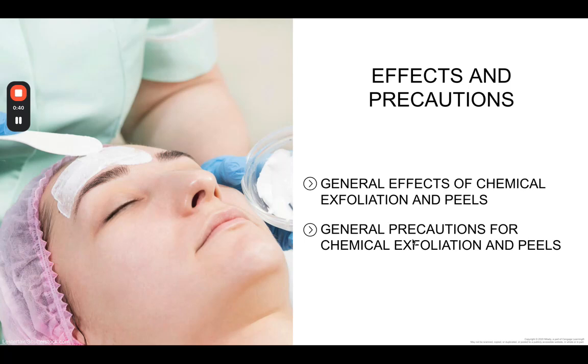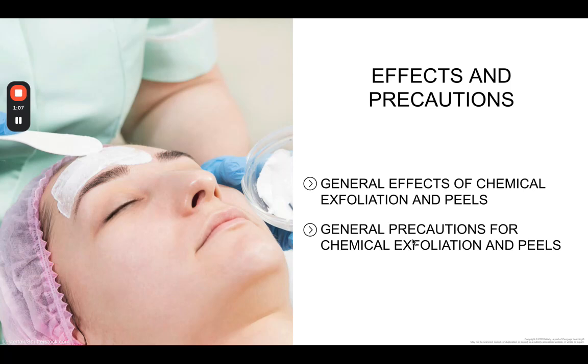Chemical exfoliation and peels can result in burns that may require medical attention and can scar your client. So, again, it's very important for you to understand what you're doing, understand the types of chemical peels, understand your client's skin and what they're seeking to improve or change, and ensure that you're able to deliver positive, successful results for your clients.